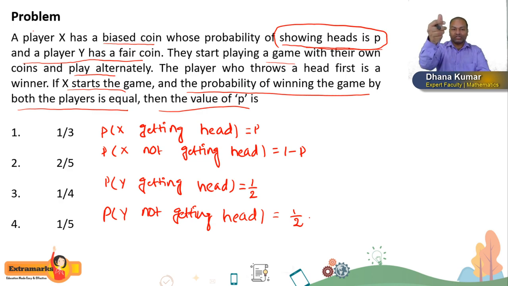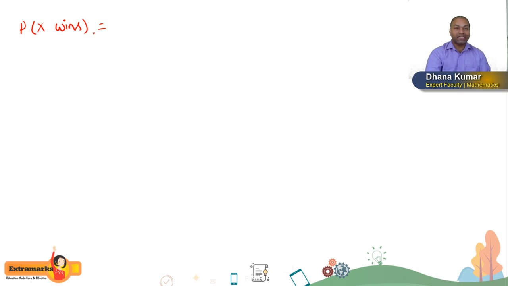Fine. Suppose if X tosses a coin and head appears, then the problem is over. Because X starts the game, that is why I am writing starts with X only. X tosses a coin. Suppose head appears, then the problem is over. Fine. So, X getting head is P, plus X is okay.